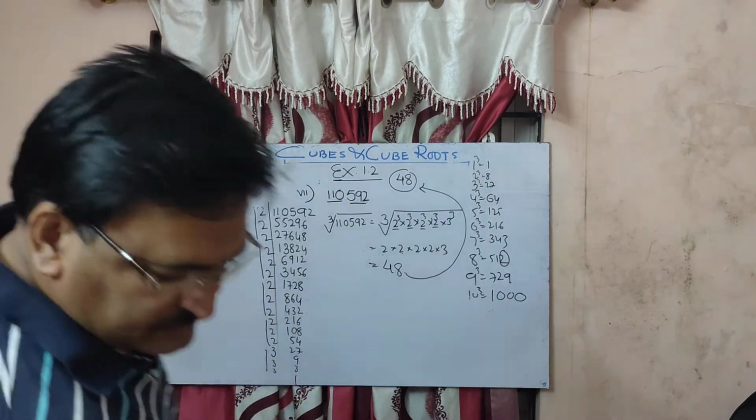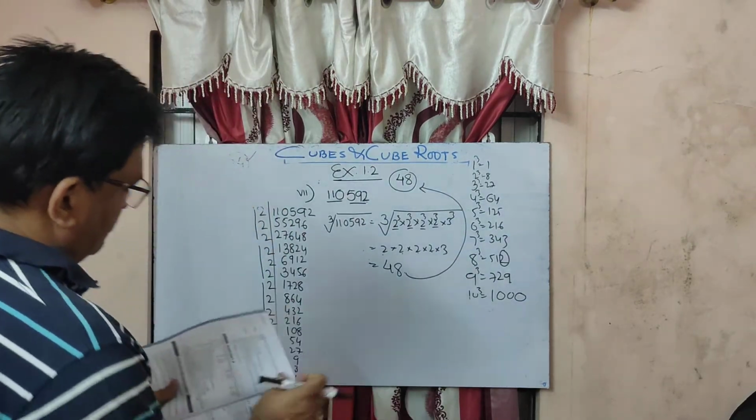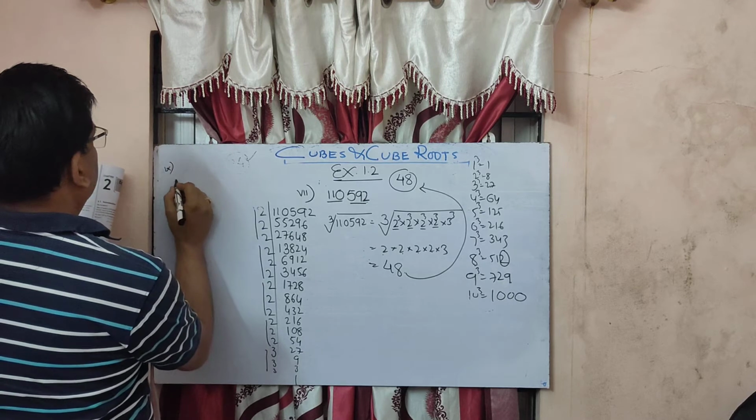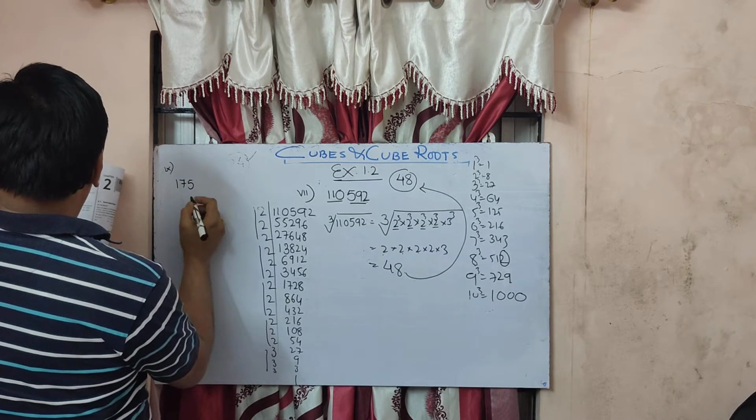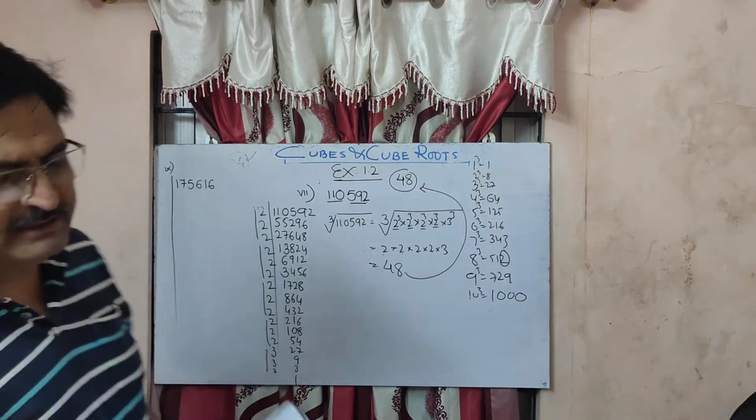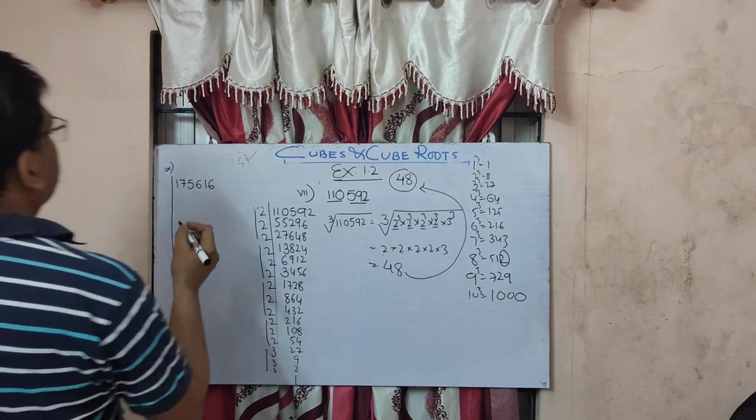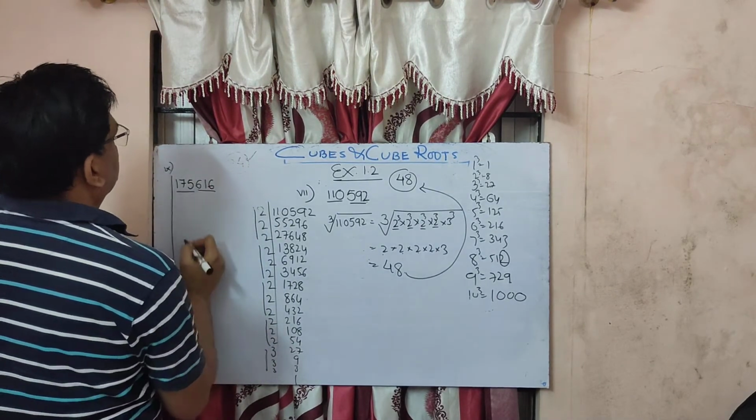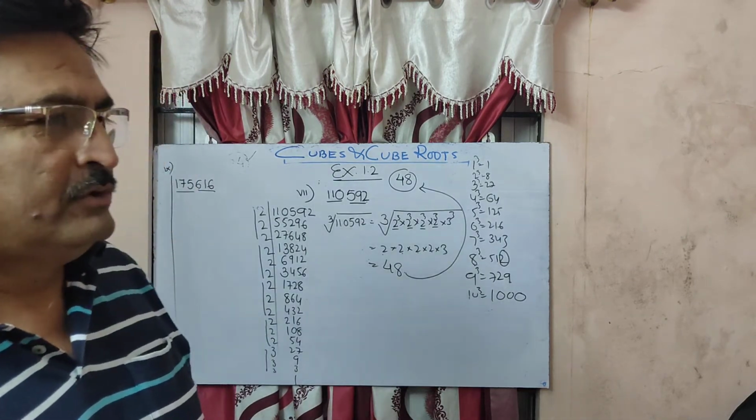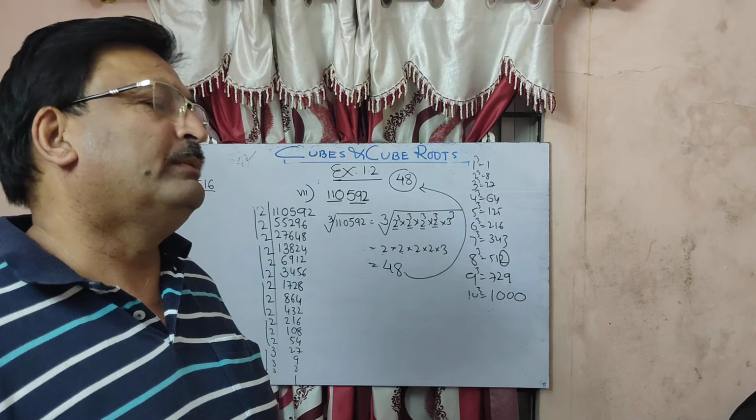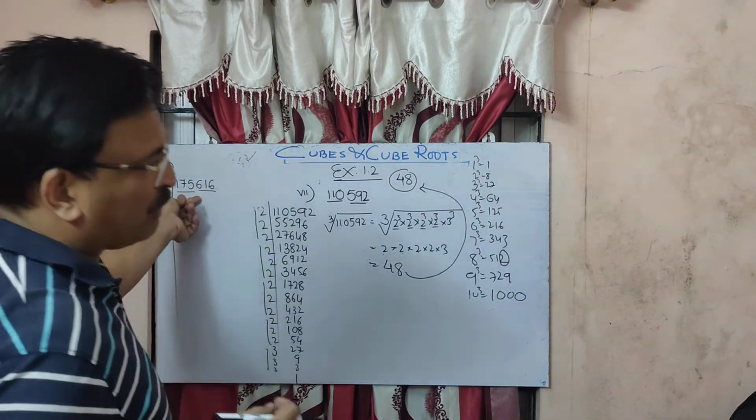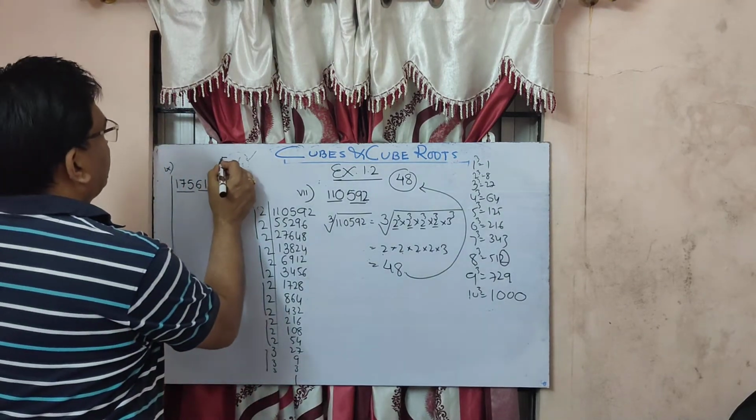175616. So first let us find it directly. Now grouping here, it is 175 and 616. So 175 is near to which cube? 5 cube is 125, 6 cube is 216. So 6 cube is more, so 5 cube is okay. Now it is 5 only.